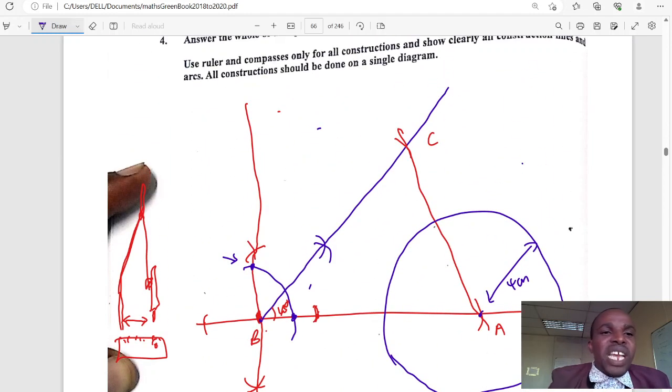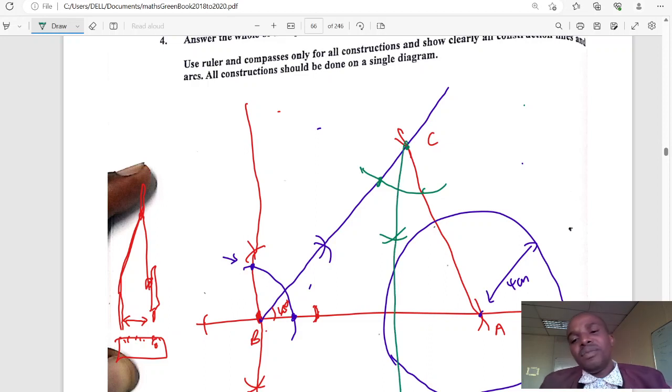Then next, bisect BCA. You have to bisect the angle BCA. BCA is the angle at C, actually. So you find your compass, you are at C, then you draw an arc. Then you come at this point, you mark inside. You come at this point, you join the items. Then after that, you join your item, like this.